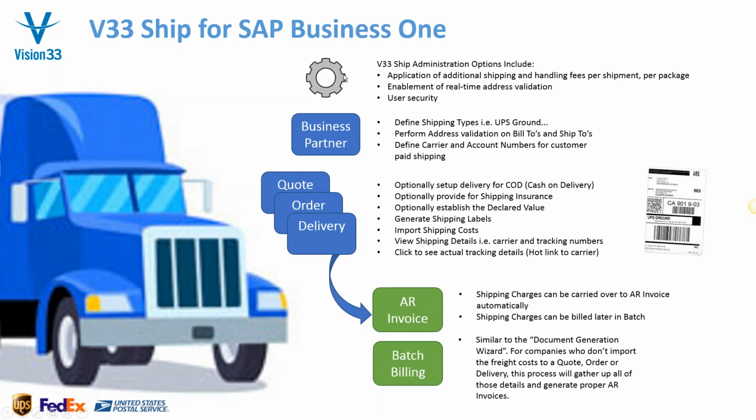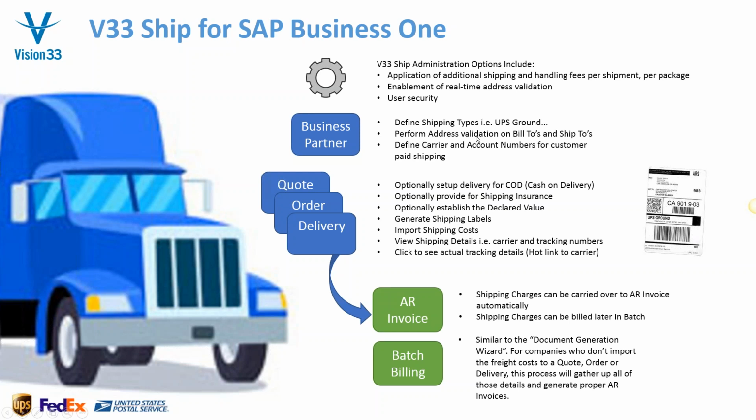So in the administration setup of V33 Ship, this is where you can define additional shipping and handling fees, and they could be on a per package basis, they could be on a total ship basis, or a value of what's being shipped. So you have some options there in adding handling fees per shipment or per package. This is also where you can enable real-time address validation. We'll take a look at that, as well, of course, as user security, who can actually use this extension and who can't.